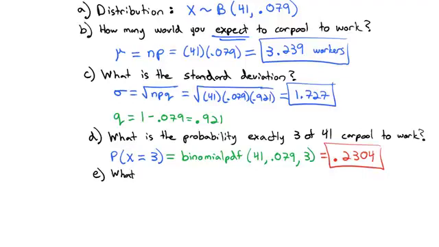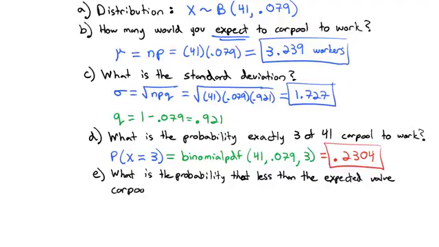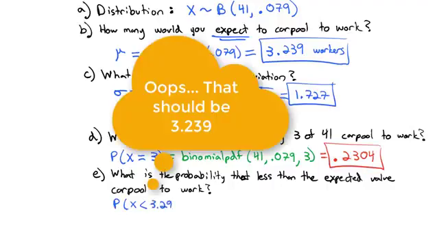What is the probability that in my survey less than the expected value carpool to work? In other words, we want the probability that x is less than the expected value, which we found in part B was 3.293. Well, this is a discrete distribution.